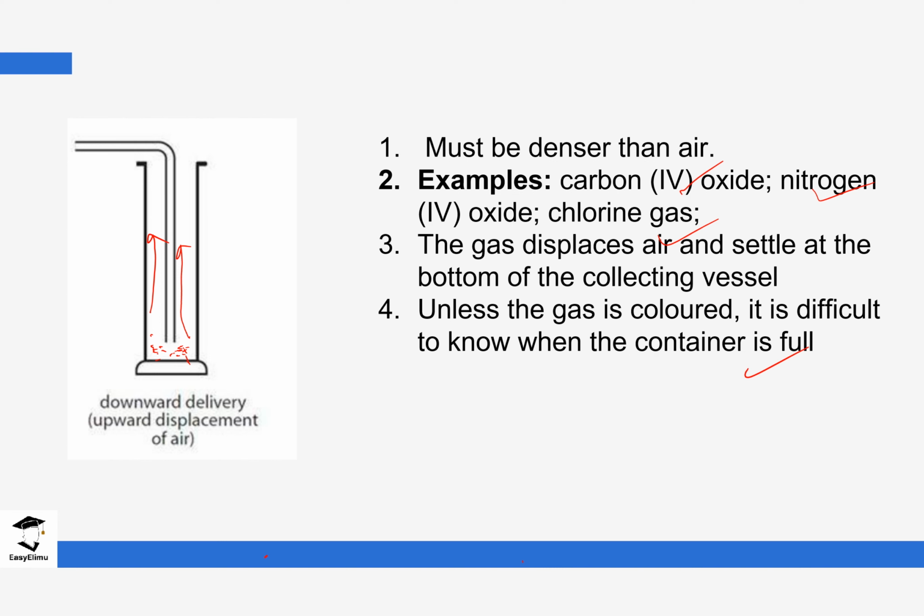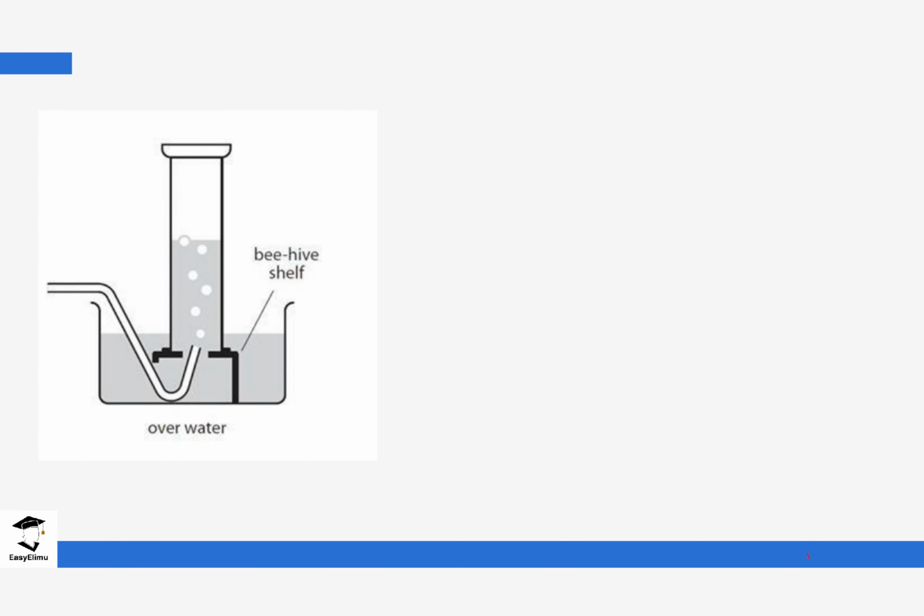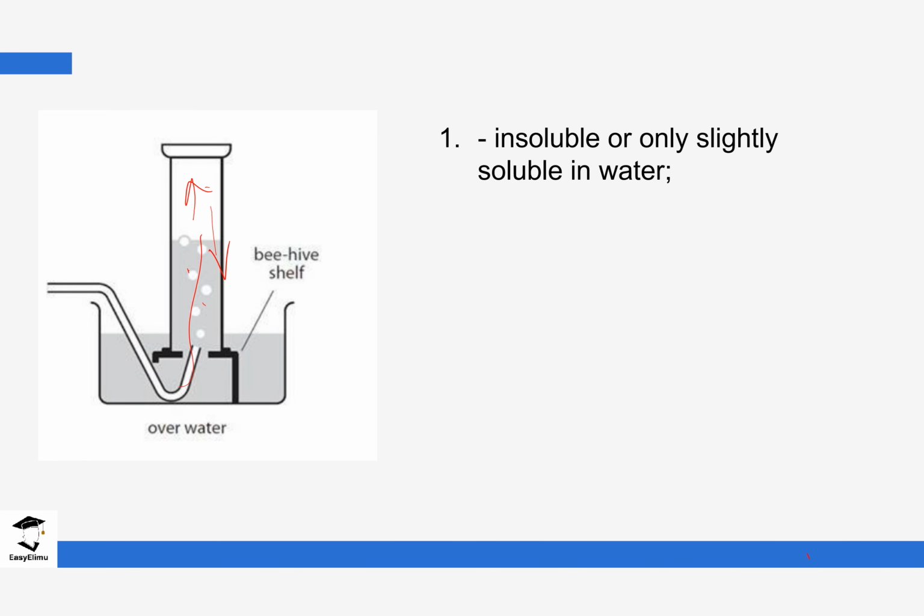So we look at the third method, we call it overwater method. You can see the tube is placed inside a gas jar that is lowered in a trough containing water. Water is filled to a certain extent. When the gas is being delivered, it displaces the water to the bottom and it occupies the upper part of the gas jar. It's usually used for gases that are slightly soluble in water or completely insoluble in water.